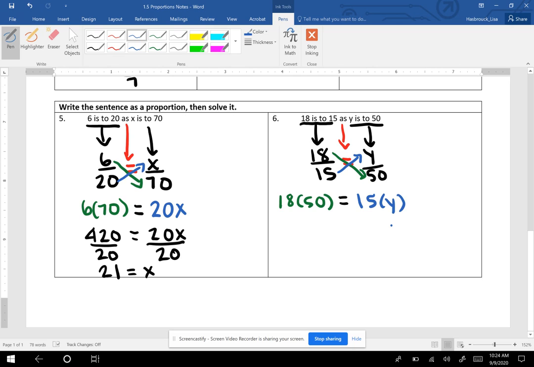18 times 50 is 900. So I get 900 equals 15y. Divide both sides by 15. You get y is equal to 60.